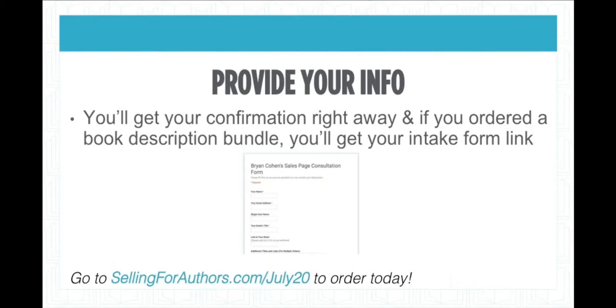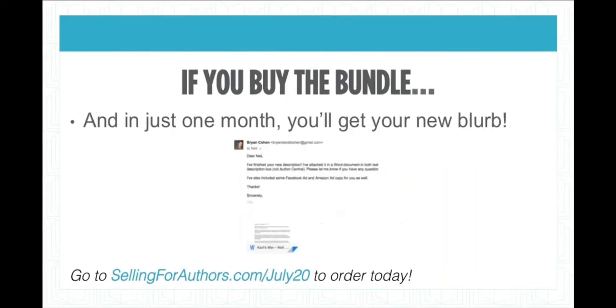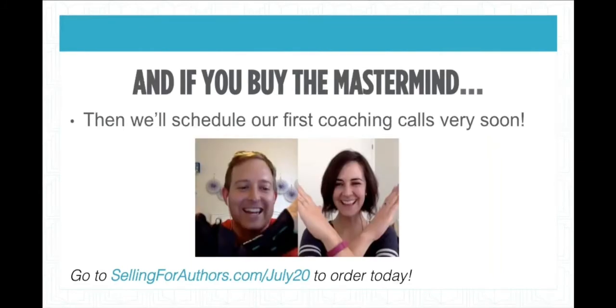If you get a book description, you will get a form in the first day. You'll get it right away for you to fill out to send in your book description. But right away, you're going to get access to Amazon Ads School. And if you buy the bundle, you'll get the blurb in one month's time, as well as that wonderful ad copy. And if you buy the mastermind, we will schedule our first coaching calls very, very soon.